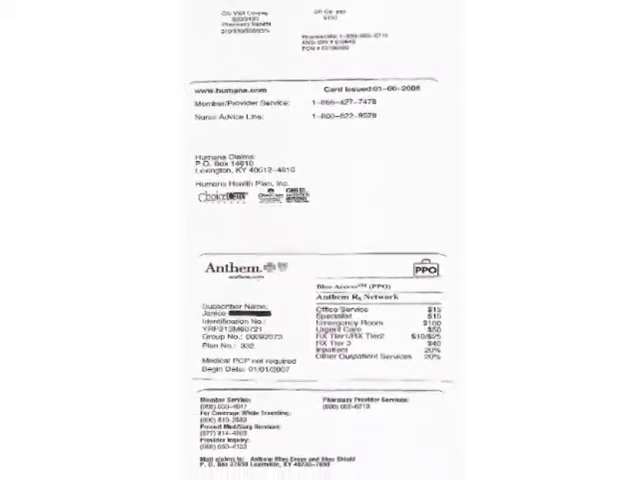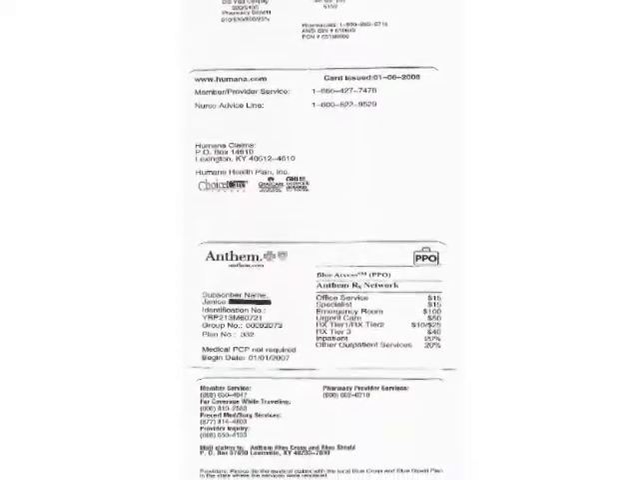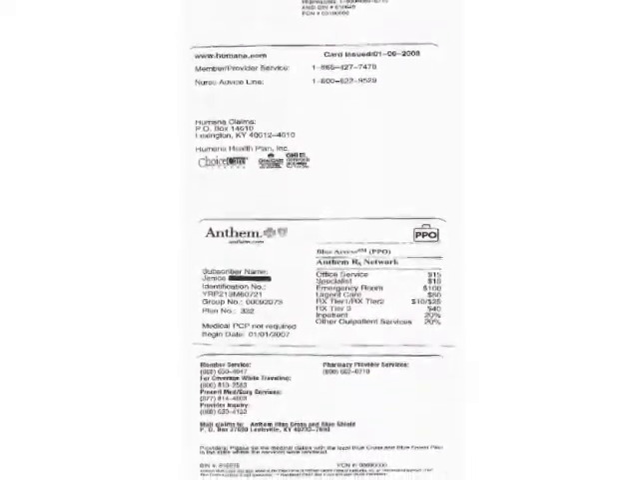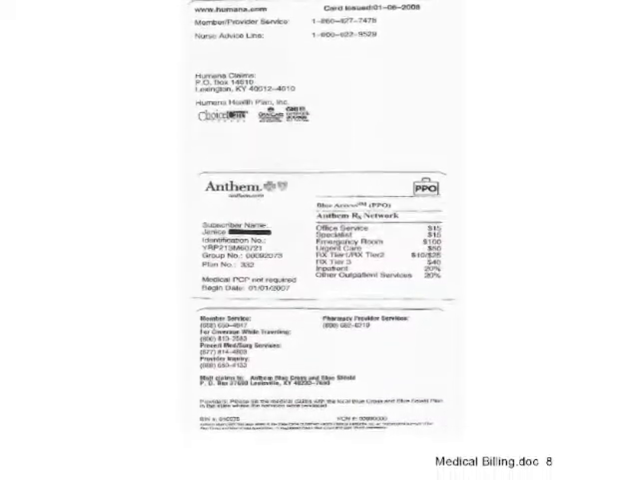The Anthem card. Once again, it has a subscriber name, the ID number, group number, plan number, and then it also covers the office visit copay is 15. For a specialist, it's also 15. ER is 100. Urgent care is 50. And then you have your tiers for your prescriptions, and then you have inpatient and outpatient services. The back of the card, once again, has phone numbers.